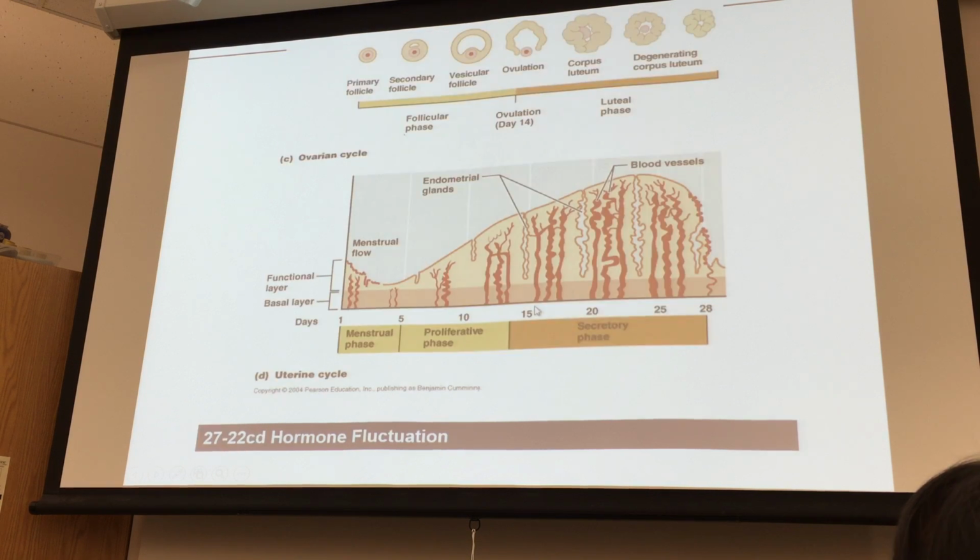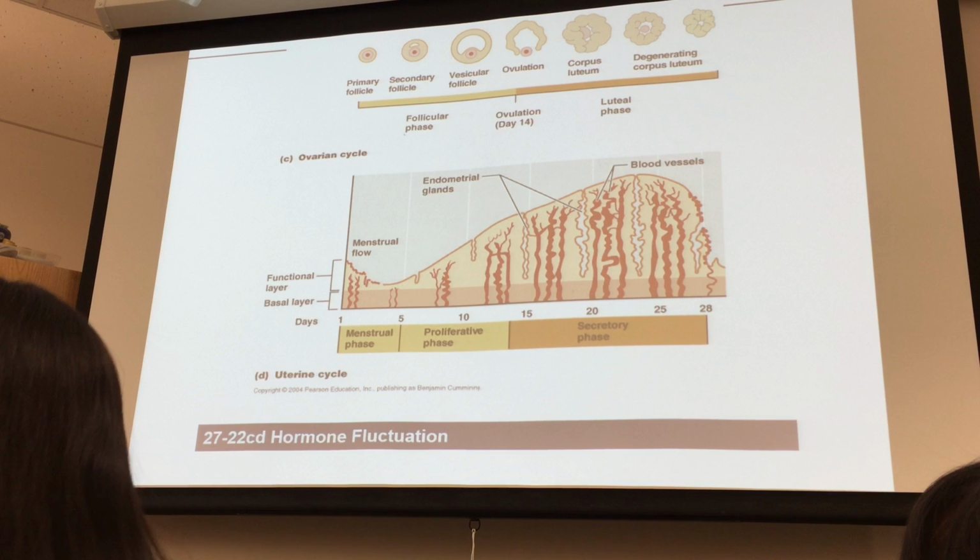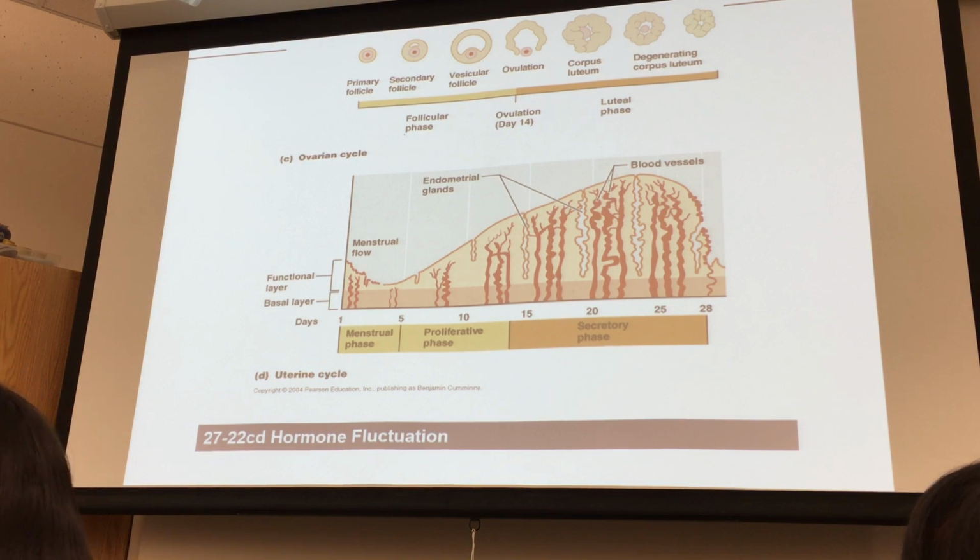And you'll notice that the corpus luteum is not formed until day 16, and that's why progesterone starts to go up. You guys got that? Should you draw this out? Absolutely. Draw this out. This is a major chart.